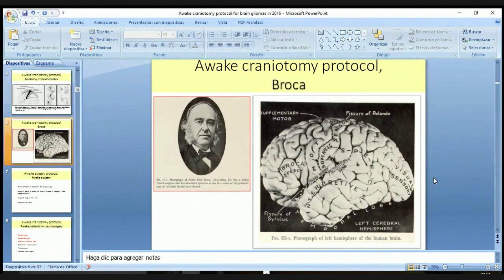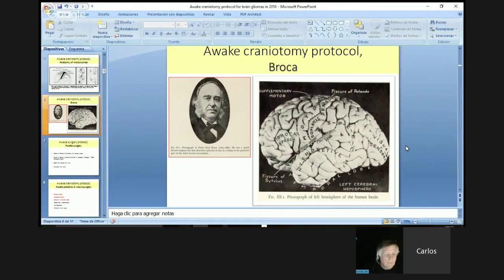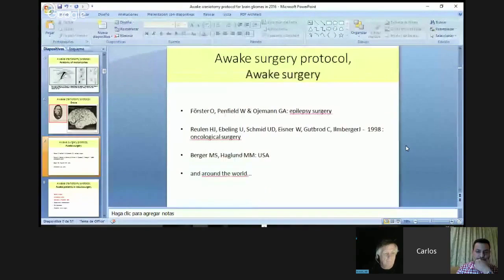So in 1824, 1828, Paul Broca was the first neurologist who described the function of certain areas of the brain. Especially, he described the speech area, later denominated as Broca area, when he described some kinds of speech disturbances after lesioning of the posterior part of the third frontal gyrus.